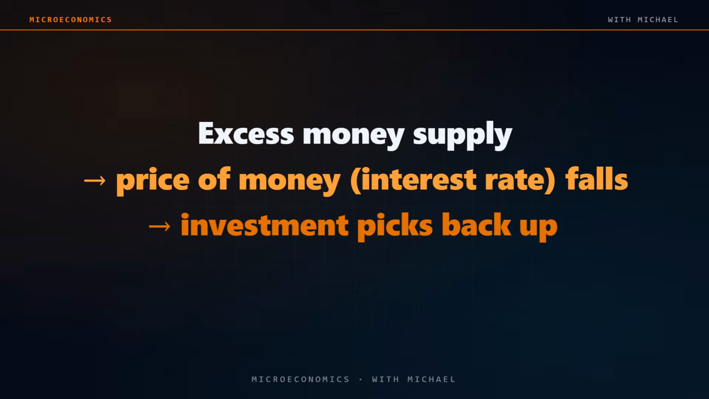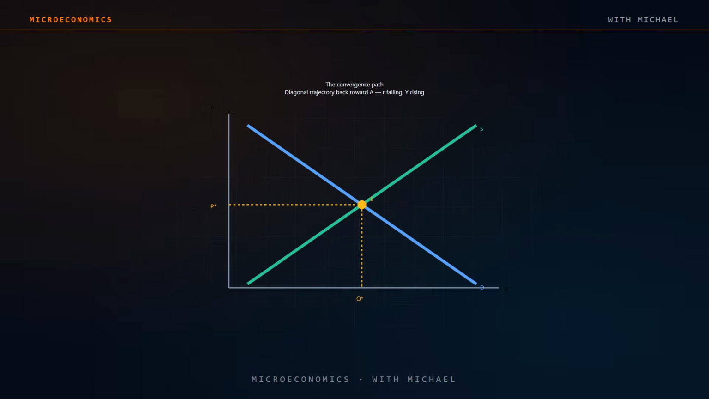But now all that activity needs more money for transactions. Demand for money rockets up. With supply fixed, the price of money, the interest rate, rises. As the rate rises, investment becomes less attractive, output slows, and the economy is pulled back to point A from the other side. Whether we start above or below, the magnet always pulls back to the unique equilibrium.